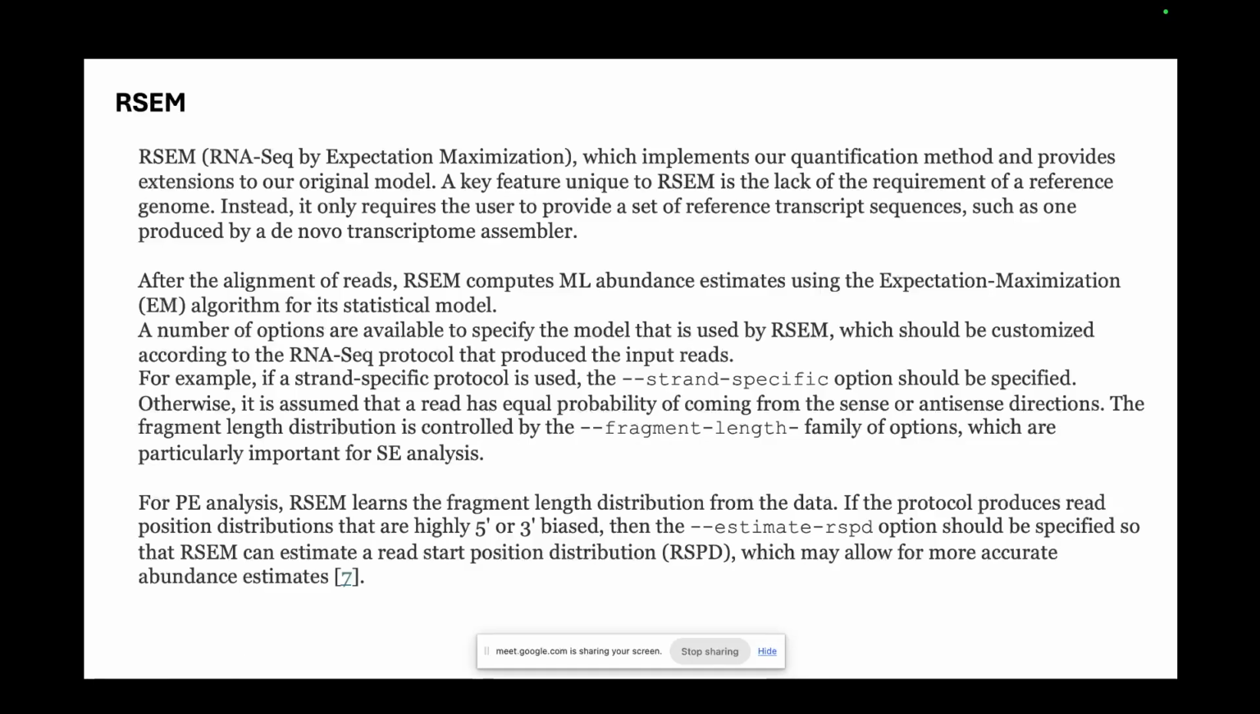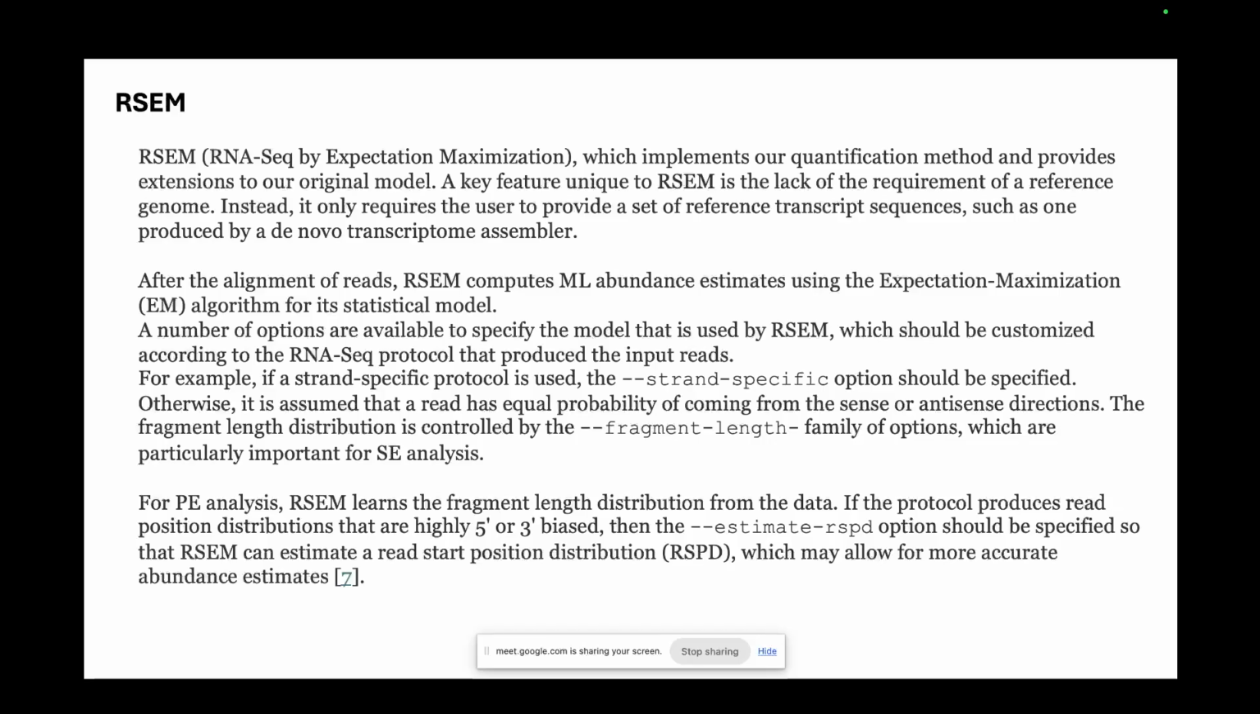Okay, so we were talking about this algorithm, RSEM. I'll not go into the details of this algorithm, but it is also used to understand the positions of reads which map to multiple locations. It uses maximum likelihood abundance and an expectation maximization algorithm for the model, and it is quite widely used.